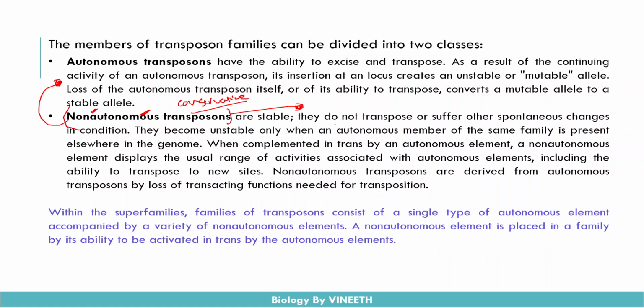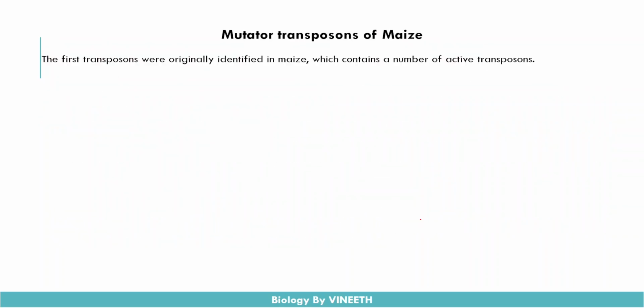Within super families, we have only a single type of autonomous transposon, but a variety of non-autonomous transposable elements. That means in any super family, we see only one element with the autonomous property, which can encode a transposase or integrase enzyme. Using this single autonomous transposable element, a lot of non-autonomous elements move into different locations. So this is about the different classes of transposon members.